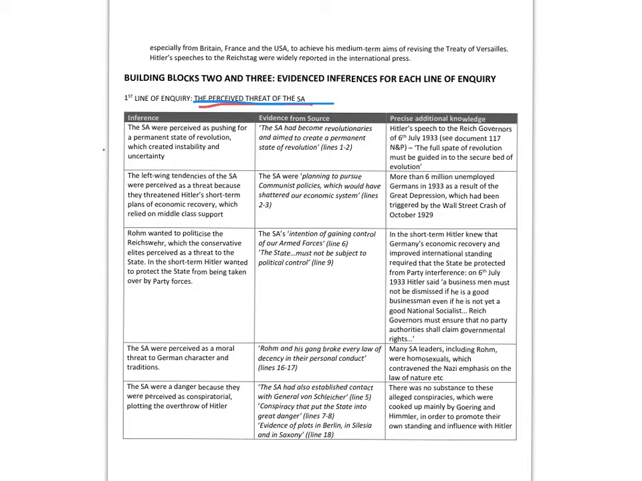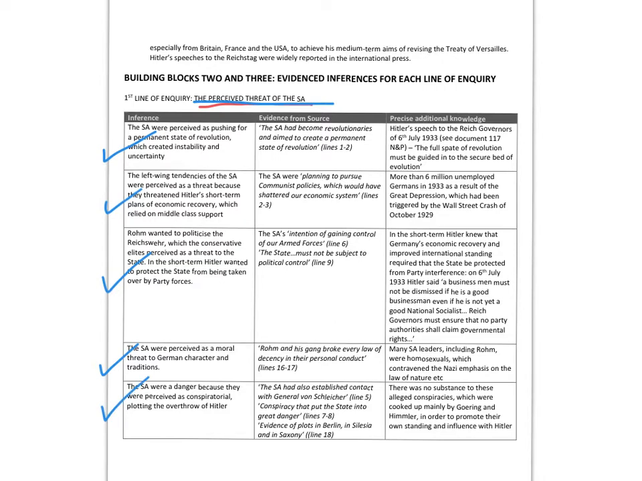The SA were perceived as pushing for a permanent state of revolution, which created instability and uncertainty. The second inference was that the SA threatened economic recovery because they were perceived as potentially communist, which would upset the middle classes. Thirdly, the SA were perceived as a threat because they threatened to take over the state, and that made the conservative elites very anxious. Fourthly, the SA were perceived as a threat because they were morally dubious. And finally, they were perceived as a threat because they were plotters, they were conspiratorial.